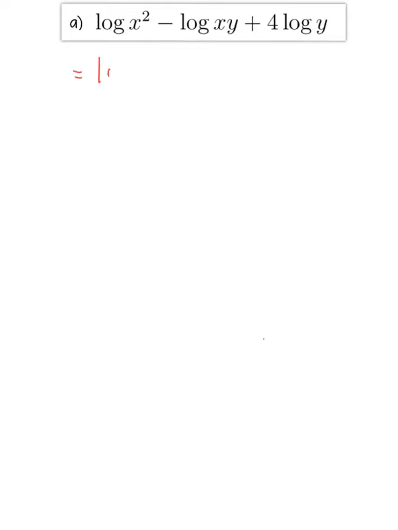Okay, so this first log stays exactly the same, log x squared. Next log stays exactly the same, log xy. And then this log, the 4, is going to get put as the exponent of y, so it will become log of y to the 4th.